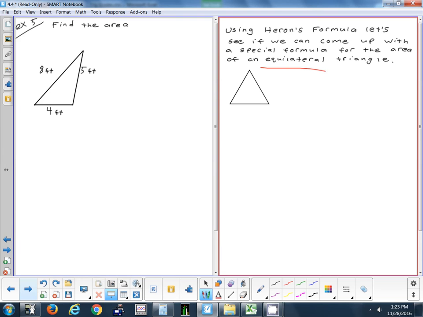Okay, and we could come up with a formula for an isosceles triangle. We could spend all day doing formulas for the area of a triangle, but this will be the last one that we do for area of a triangle.